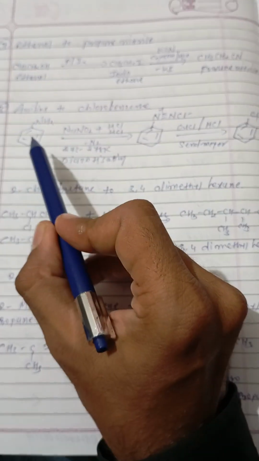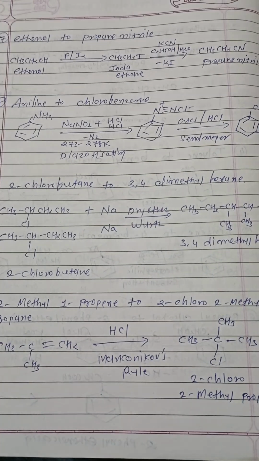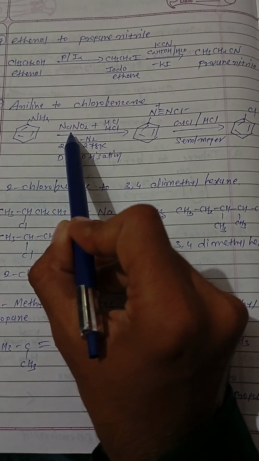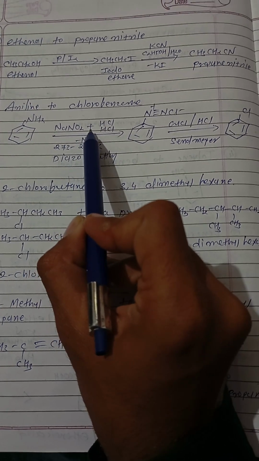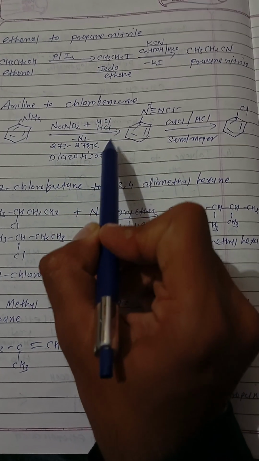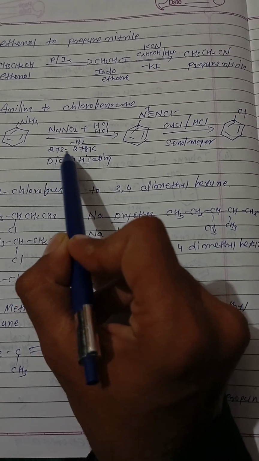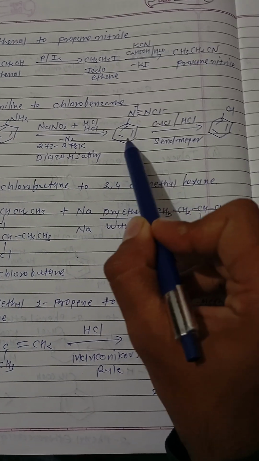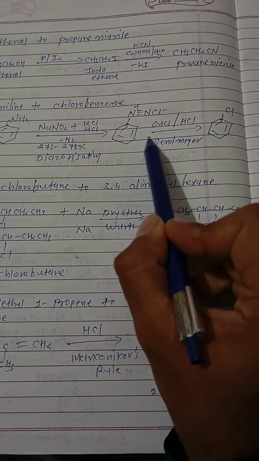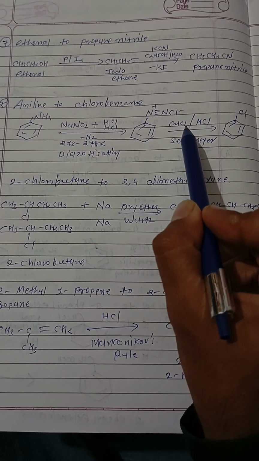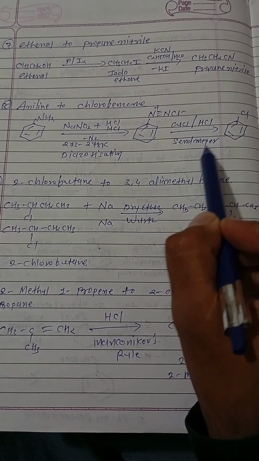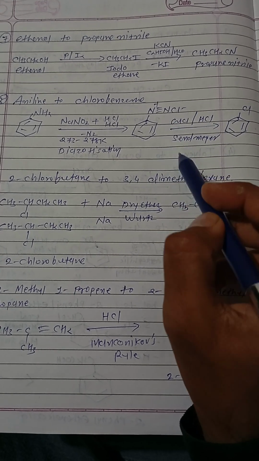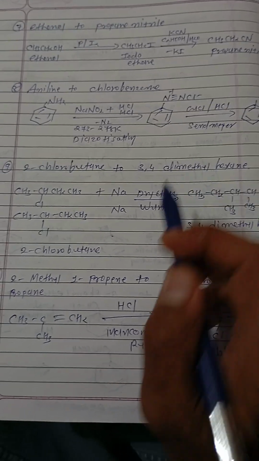Simple reaction, we have aniline to chlorobenzene. We have aniline, which undergoes diazotization with NaNO2 plus HCl at 273 to 278 Kelvin. It will form benzene diazonium chloride first. And this benzene diazonium chloride, when reacted with CuCl in the presence of HCl, undergoes the Sandmeyer reaction and will form chlorobenzene as the final product by removal of nitrogen gas.